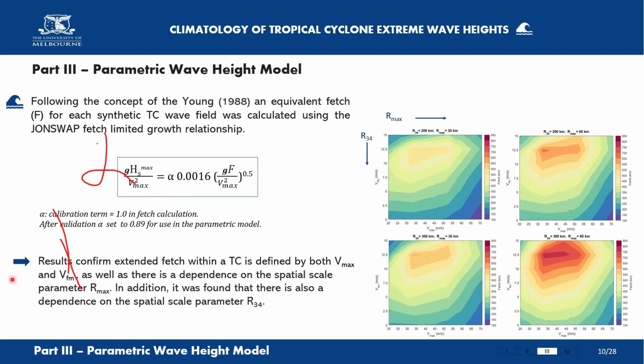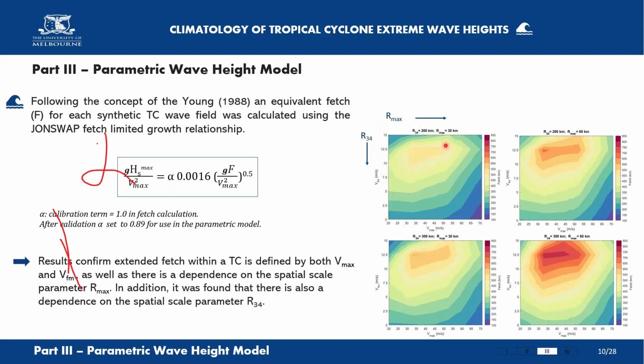Results confirm that the extended fetch within a tropical cyclone is defined by both the Vmax and VFM, as well as there is a dependence on the spatial scale parameter Rmax. In addition, in our study, we found that there is also a dependence on the spatial scale parameter R34, the radius of gale force. In these panels, we have the fetch contour plot in kilometers, as a function of the velocity of forward movement on the vertical axis and Vmax on the horizontal axis.